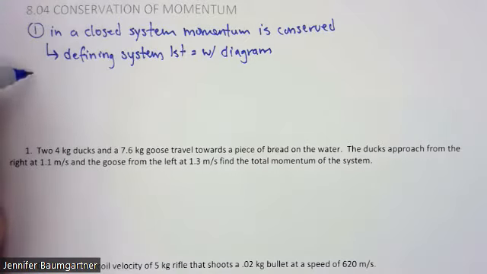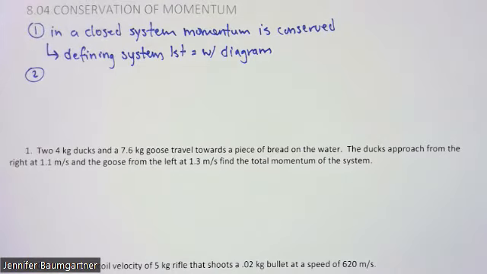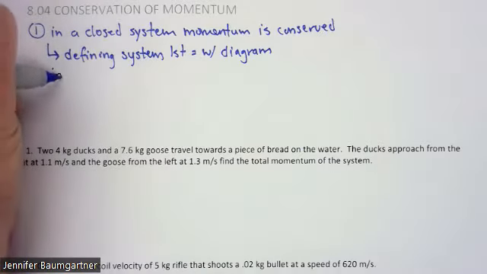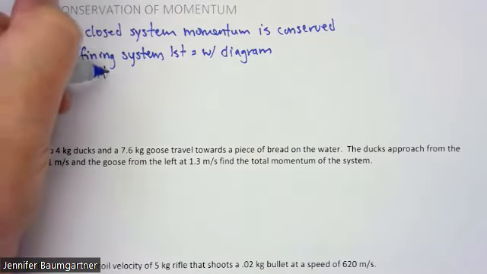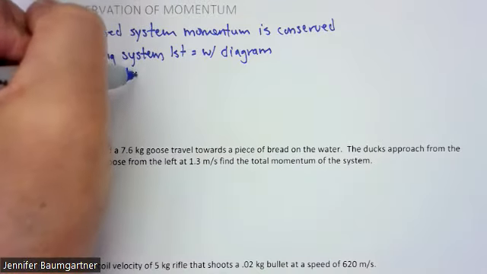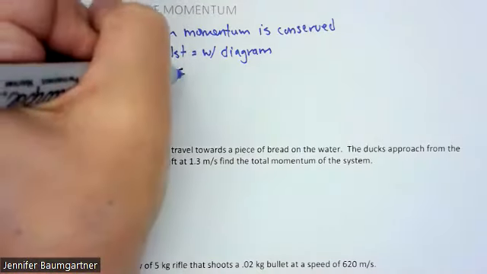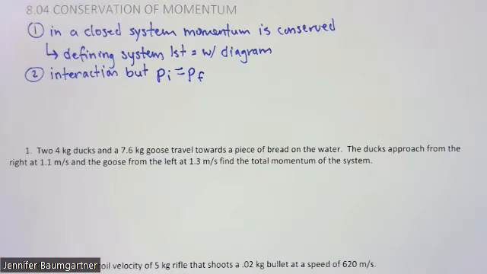The next defining standard is that you'll have interaction, but even so, your initial momentum will always equal your final momentum. So even if you start off with two objects moving independently and then they collide and stick together, you'll still see that the initial momentum, pre-collision, equals the final momentum, post-collision. We're going to start talking about collisions in the next video. The momentum in will equal the momentum out.